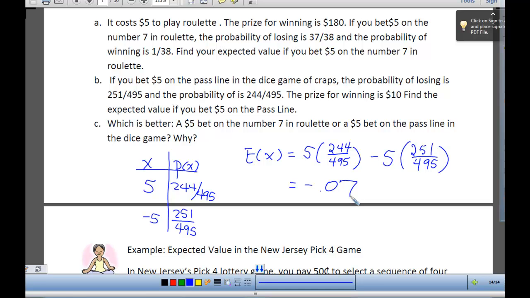Okay, we got different opinions. Basically, in this case, it's our earnings, which is negative. So here we lost 7 cents. In the previous game, we lost 26 cents. So which one would be better to play?